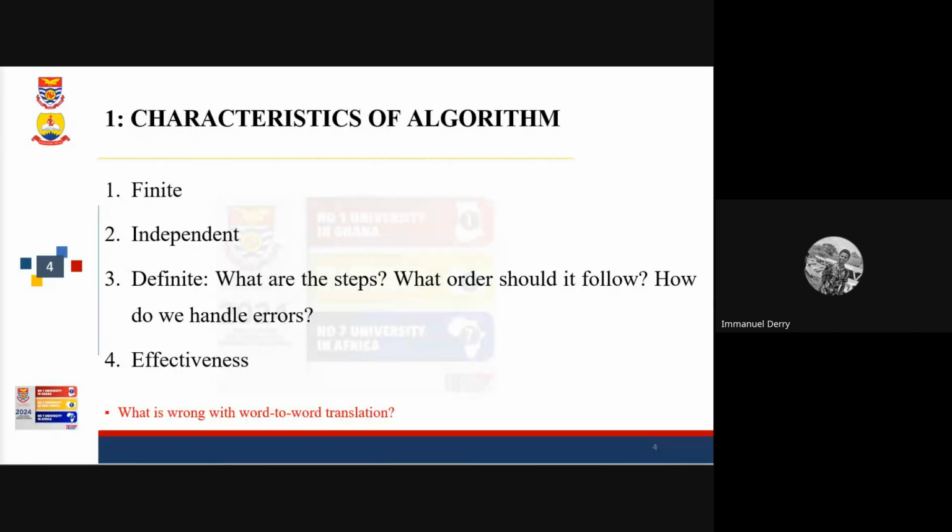An algorithm should work every day. It shouldn't work today and the following day it stops working. That is, you program a calculator or you write an algorithm to give us the sum of two numbers. Today, 2 plus 2 is 4. Then the subsequent day 2 plus 2 gives us 5. That is not an algorithm. An algorithm is supposed to be effective.